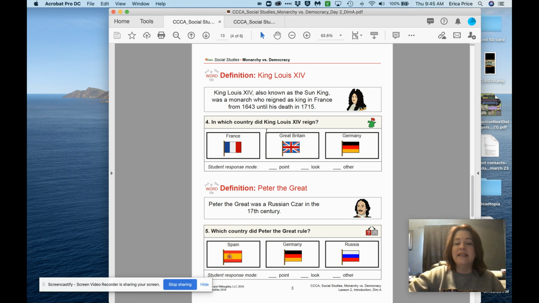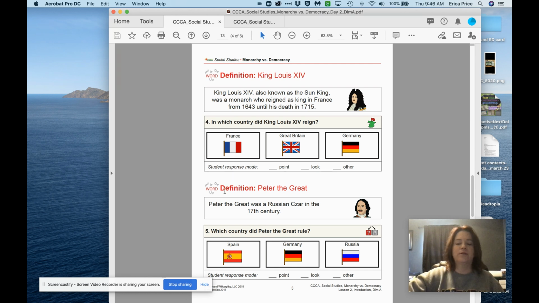Yes. King Louis reigned in France. That's what you should have written for number 4. It says it right here. King Louis was a monarch who reigned as king in France. So you should have written down the word France. That was the country. Is everybody ready? Remember, if not, you can always hit pause. Take your time. Think this through.